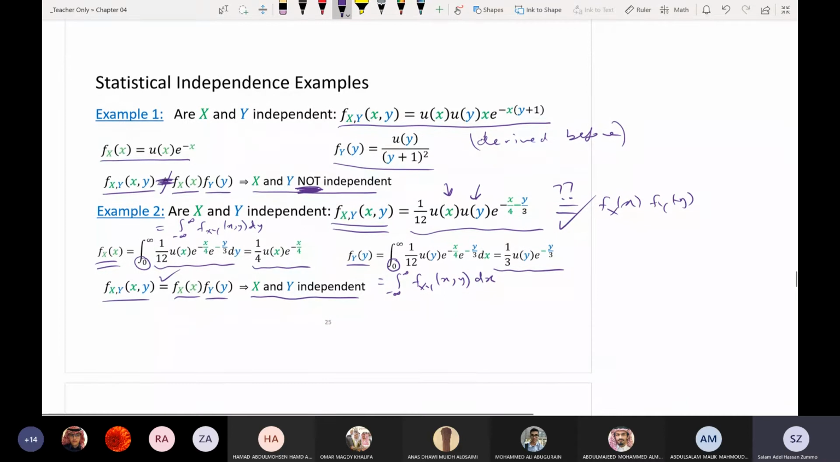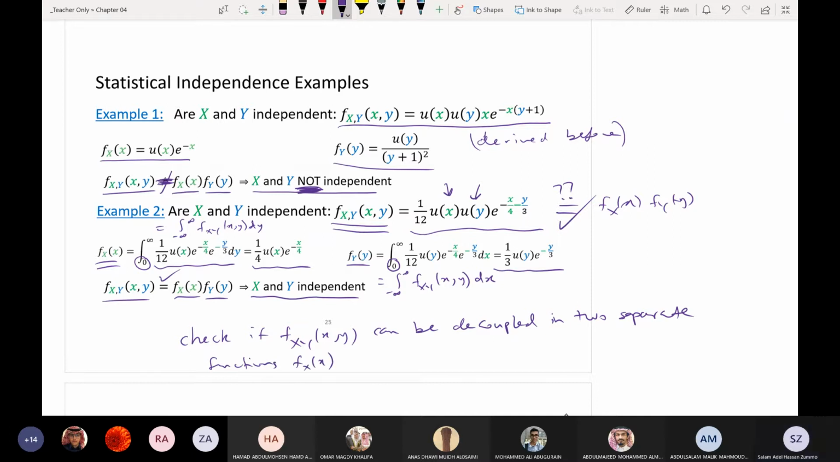طبعا, one way to find out whether they are independent or not without calculating the marginal is to check if the joint PDF can be decoupled into two separate functions, fx of x and fy of y. يعني بدون ما تحسبوا المارجنال, one of the tricks you can check. ايش يعني decoupled؟ What does decoupled mean? It means that I can rewrite the joint PDF in terms of two separate functions multiplied.